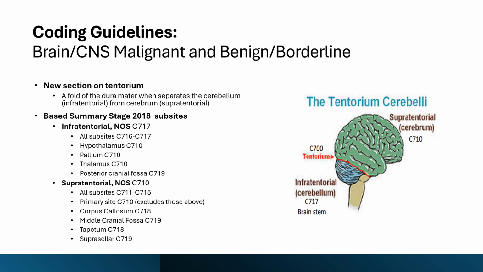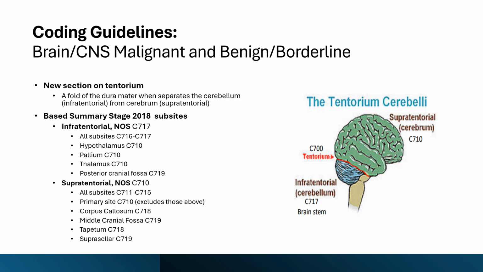When it comes to the coding guidelines for brain CNS sites, this is for both malignant and non-malignant histologies, so our benign and borderline. This is a section that is now included in the guideline on the tentorium. The cerebellar tentorium, or tentorium cerebelli, is also Latin for tent of the cerebellum. This is because it has a tent-like shape that protects the cerebellum and brainstem from the pressure caused by the heavier upper part of the brain.